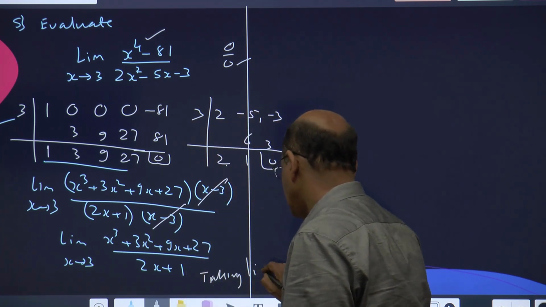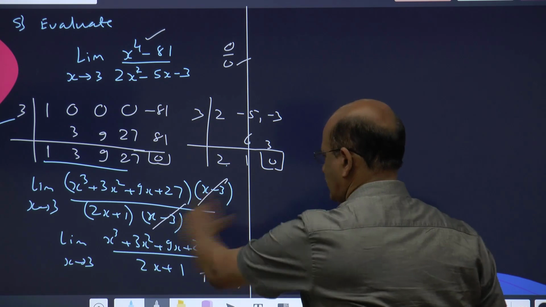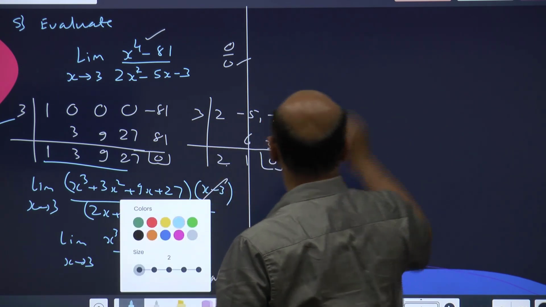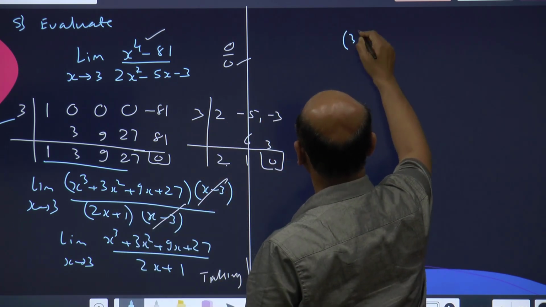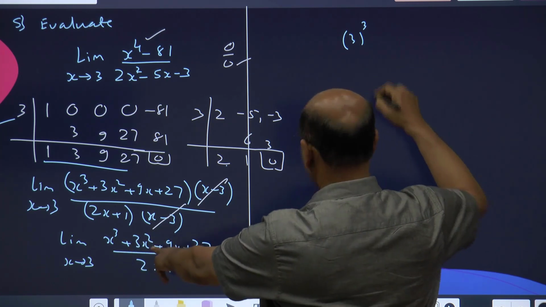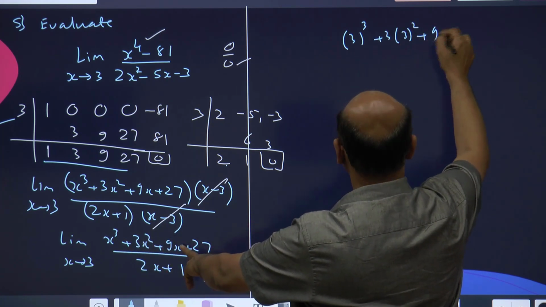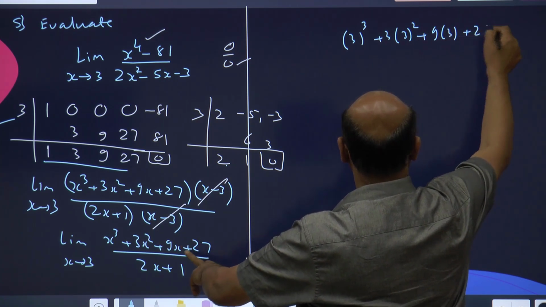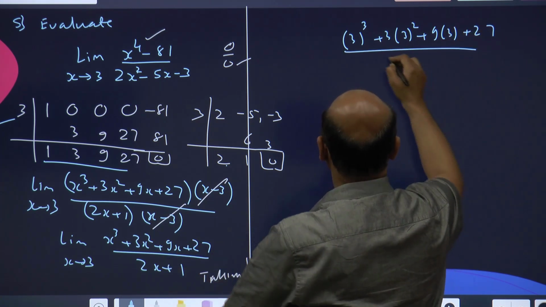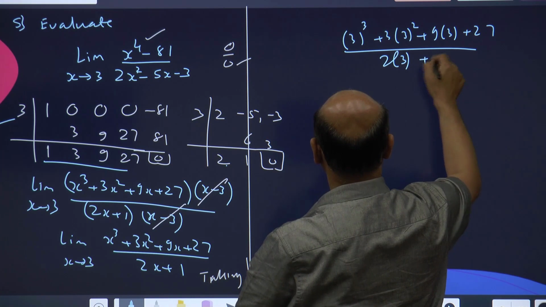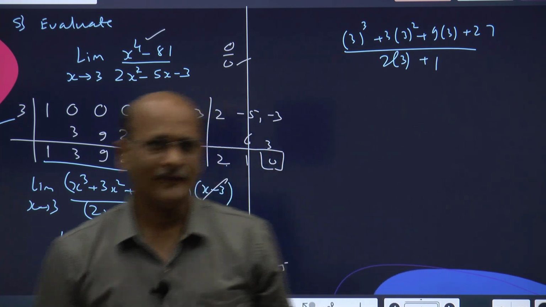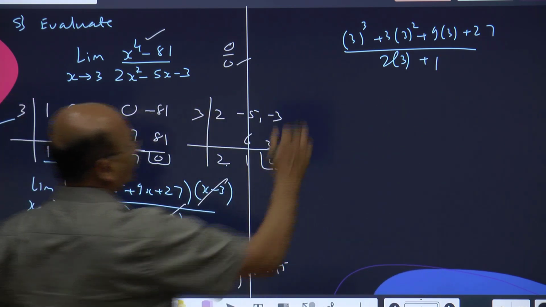take the limits now quickly. So this will become 3 cube plus 3 into 3 square plus 9 into 3 plus 27 divided by 2 into 3 plus 1. That's the final answer. Solve it now.